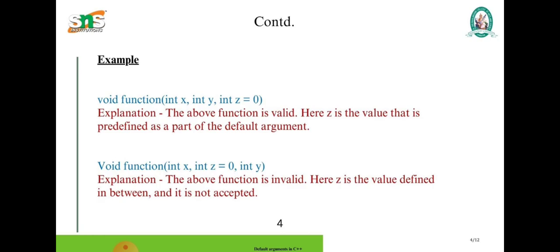We have already declared x, y and z, so there itself we can initialize the value. But in the second example z has come in between x and y, which is not in the proper order. So we get an error as invalid. So the above function is invalid. Here z is the value defined in between x and y, so it is not accepted.